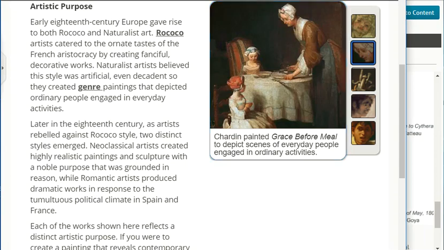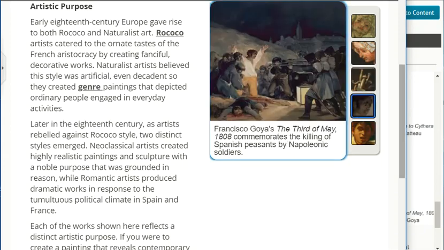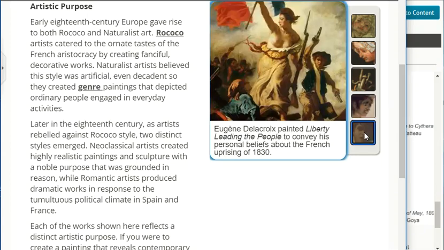Naturalist artists believed this style was artificial, even decadent, so they created genre paintings that depicted ordinary people engaged in everyday activities. Later in the 18th century, as artists rebelled against Rococo style, two distinct styles emerged. Neoclassical artists created highly realistic paintings and sculpture with a noble purpose that was grounded in reason, while Romantic artists produced dramatic works in response to the tumultuous political climate in Spain and France.